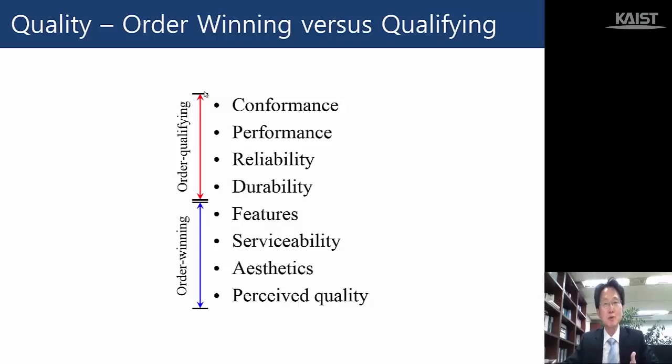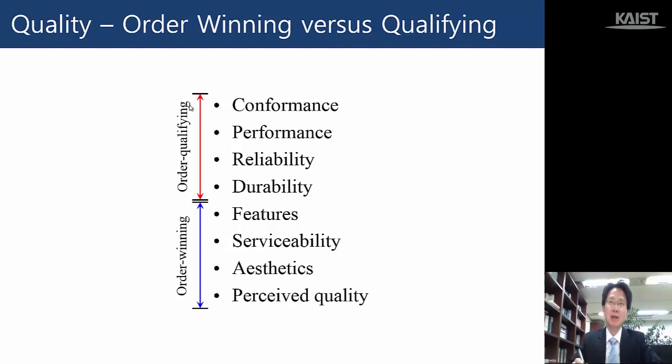There is one important concept we want to talk about before proceeding to some other topics in quality. This is the concept of order winning attributes versus order qualifying attributes. And you probably guess what it means.